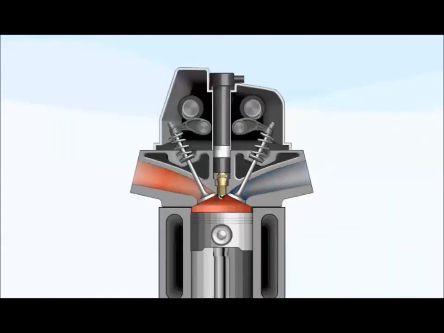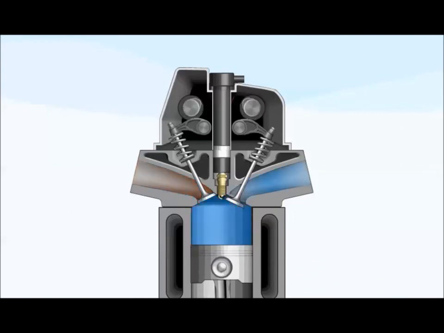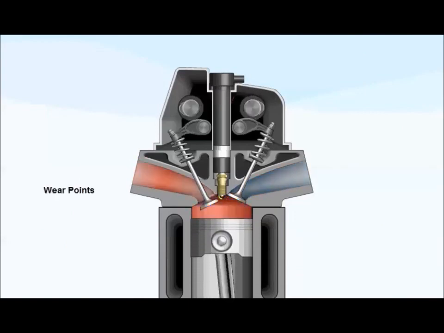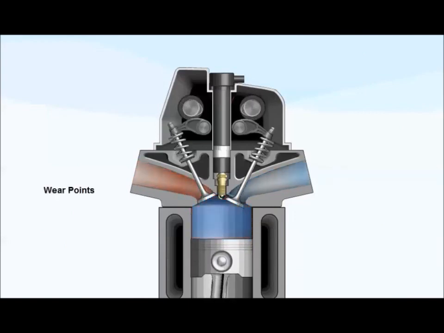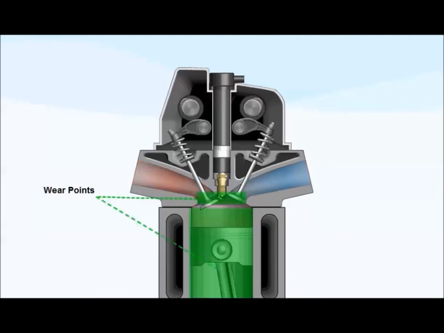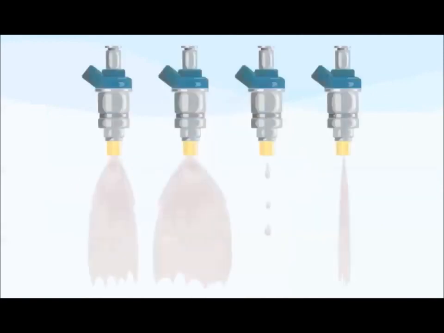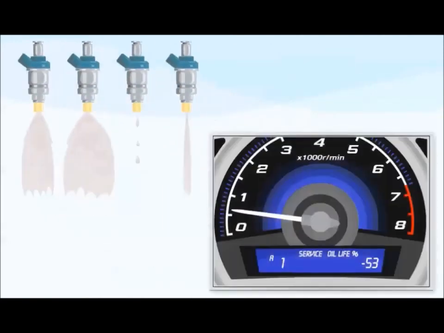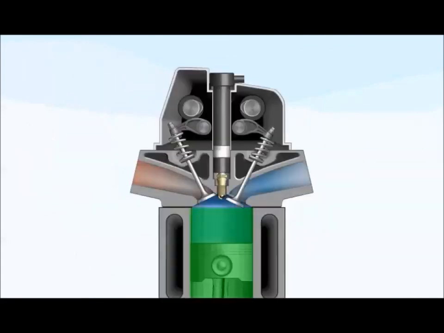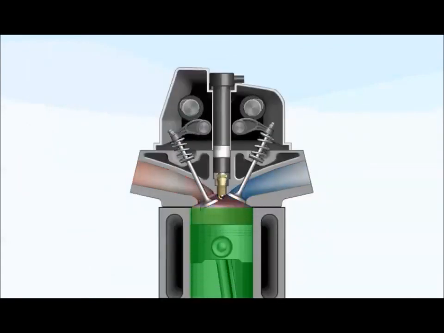Finally, as engines age, internal components wear and fail. Most wear occurs at friction or contact points such as the valve face and cylinder walls. Poor fuel mixture and infrequent oil servicing can increase friction and create internal engine problems.